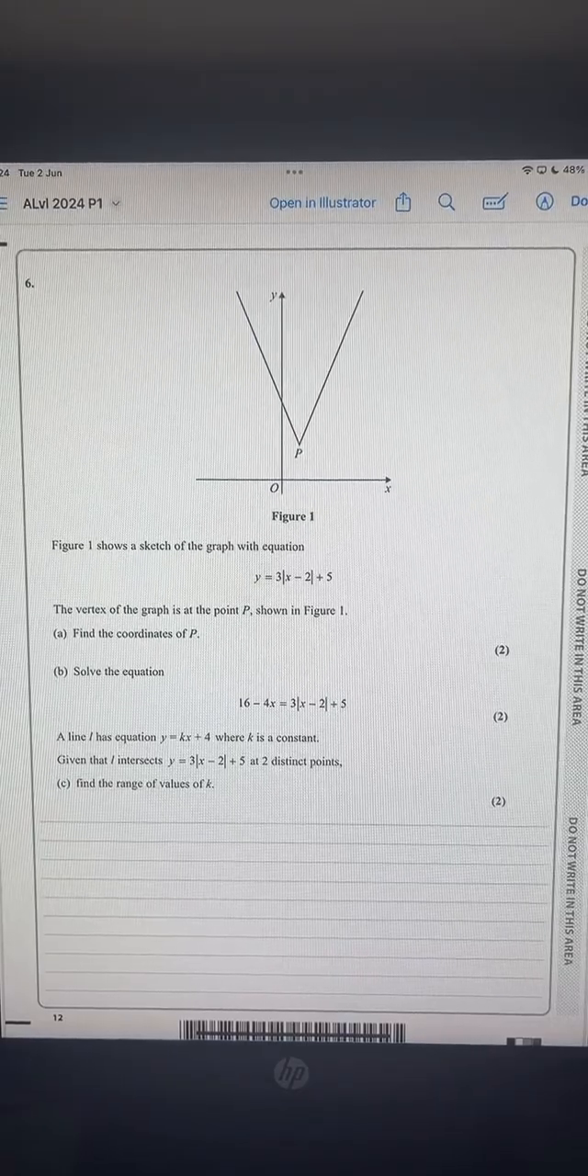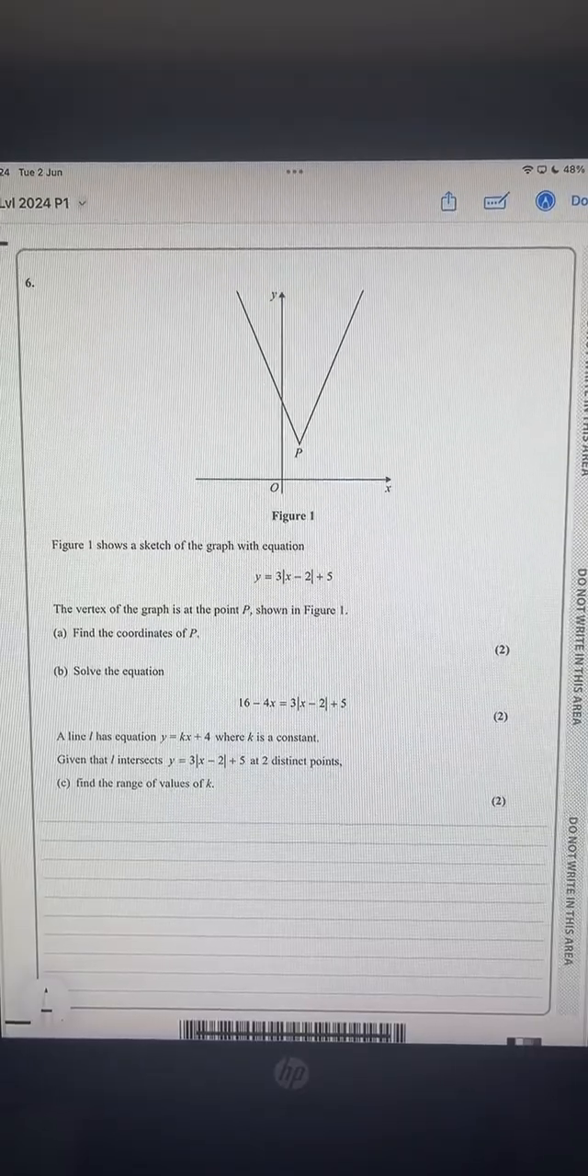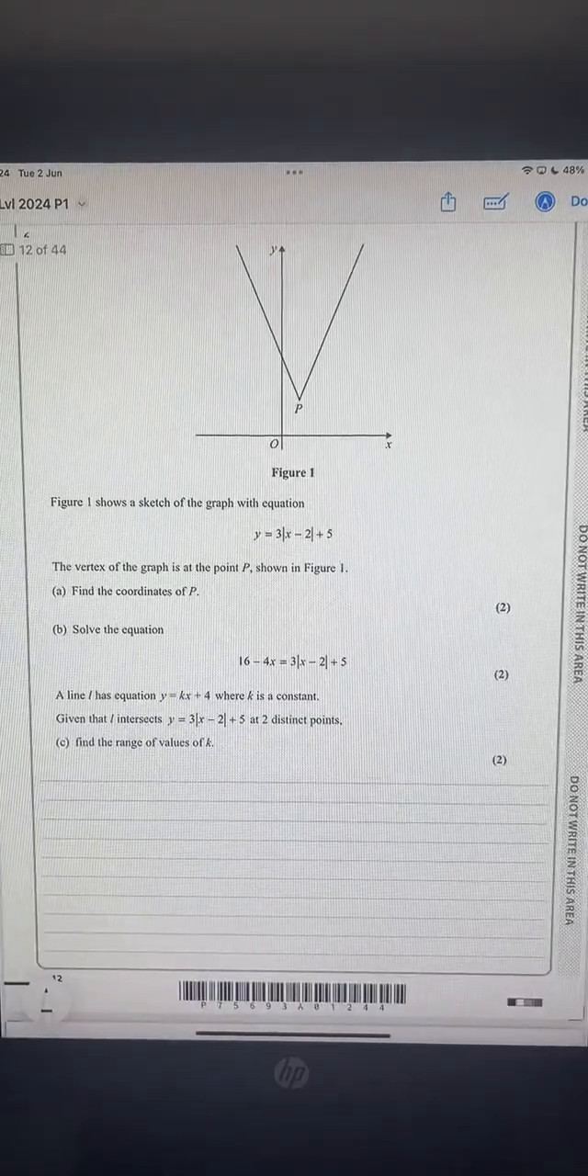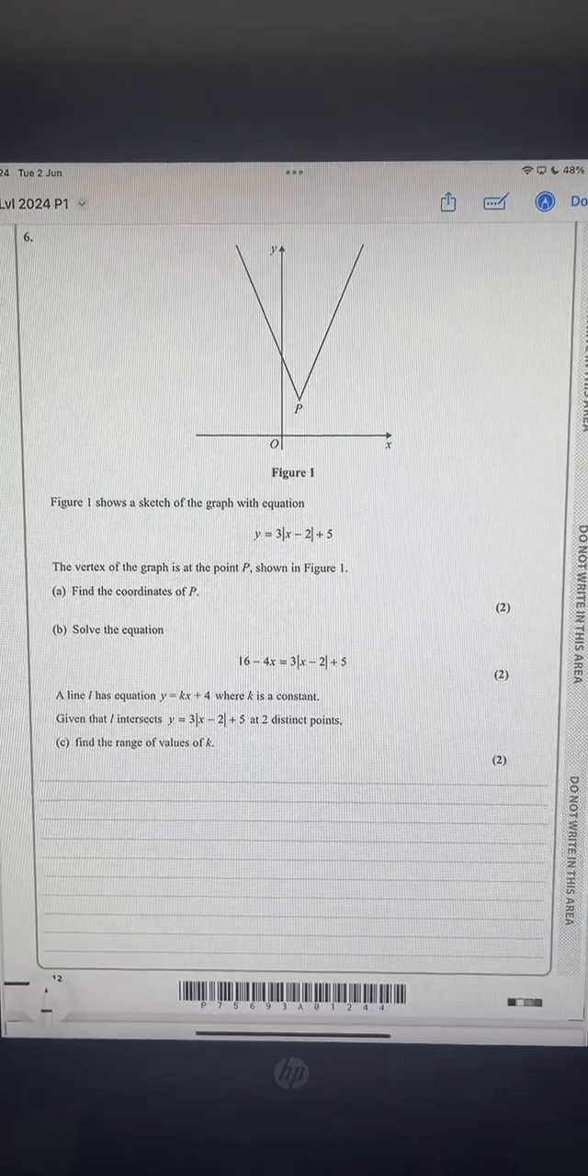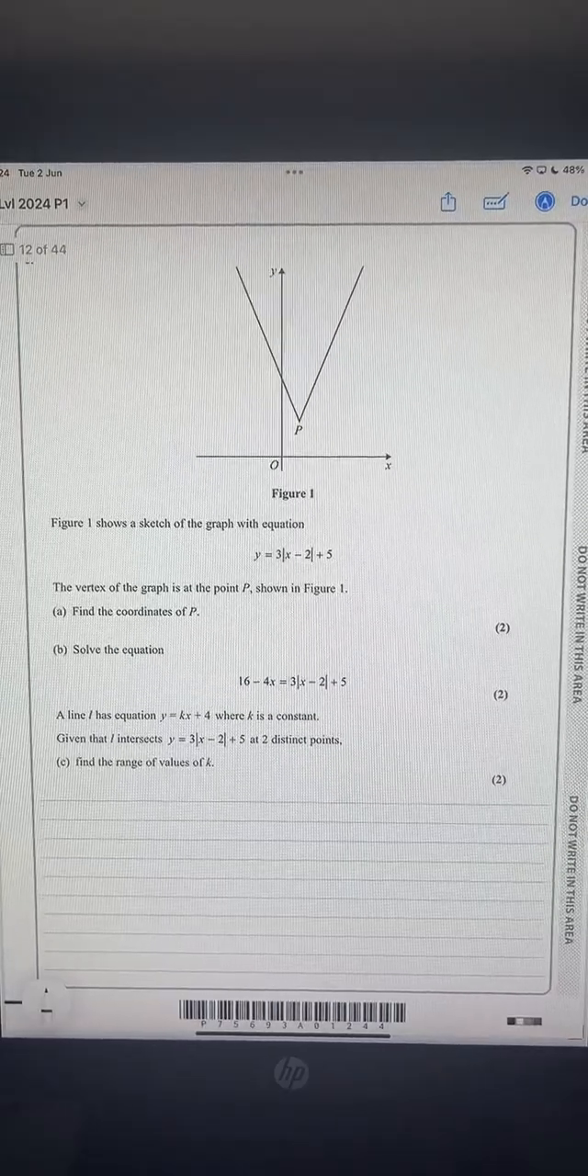Okay, so this is the functions question, and there's going to be a lot of drawing involved in this one, so let's get right into it. Figure 1 shows a sketch of the graph with the equation y equals 3 times the modulus of x minus 2 plus 5. Yeah, this tends to be one of the most hated topics in A-level maths, for no reason. I mean, for a reason, I didn't like it too. They're just fudgy, in my opinion.